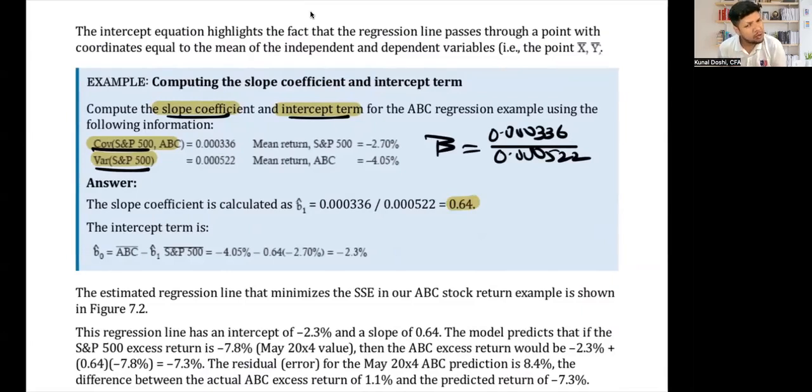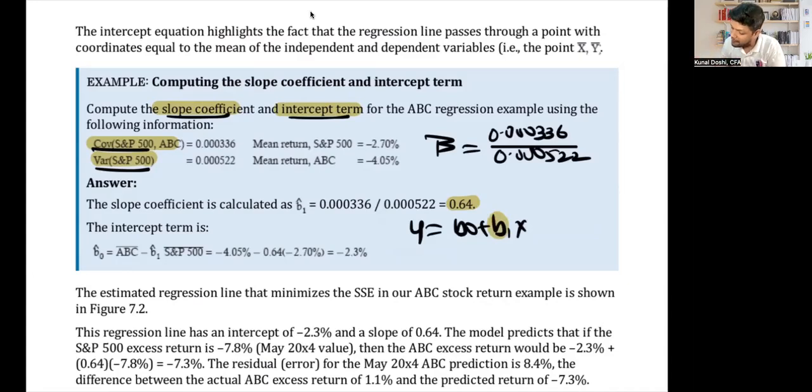What do you mean by a beta of 0.64? It is the sensitivity of the stock with respect to the market. So if the market goes up by 1%, how much will be the change in the stock? That is beta. That is sensitivity. Understood? How much will be the change in the stock due to the change in the market? That is beta. Now, in the equation, what is my equation? Y equals B0 plus B1 into X. I already have this B1, that is beta. Correct. Now, how do I find B0?